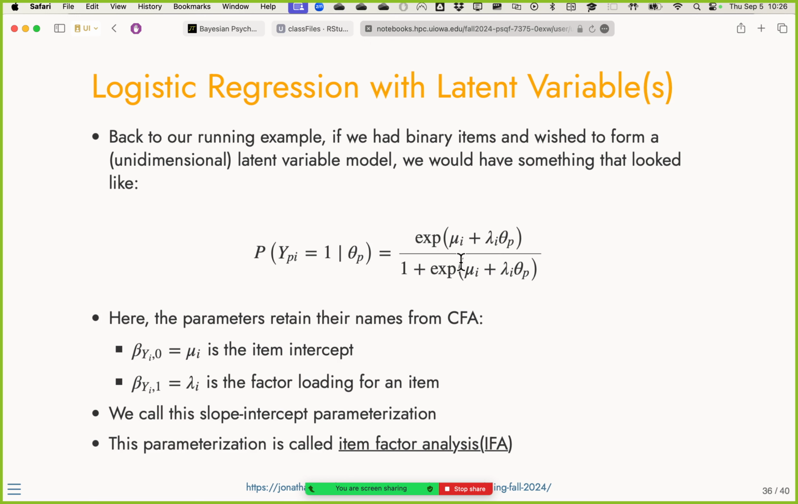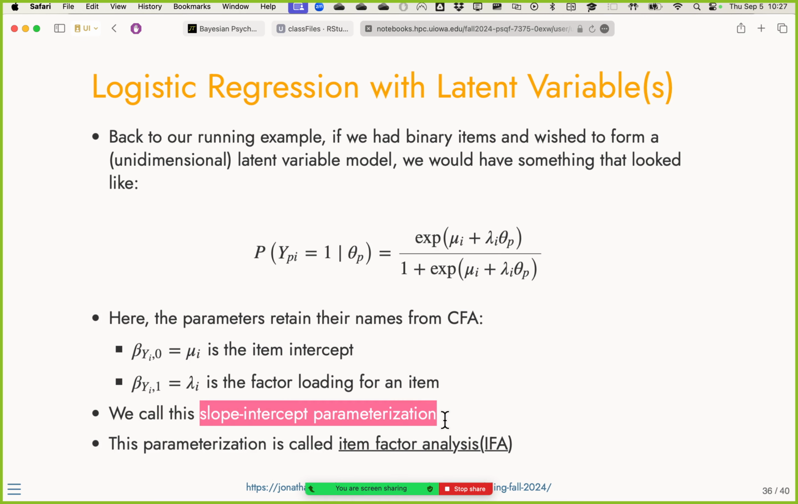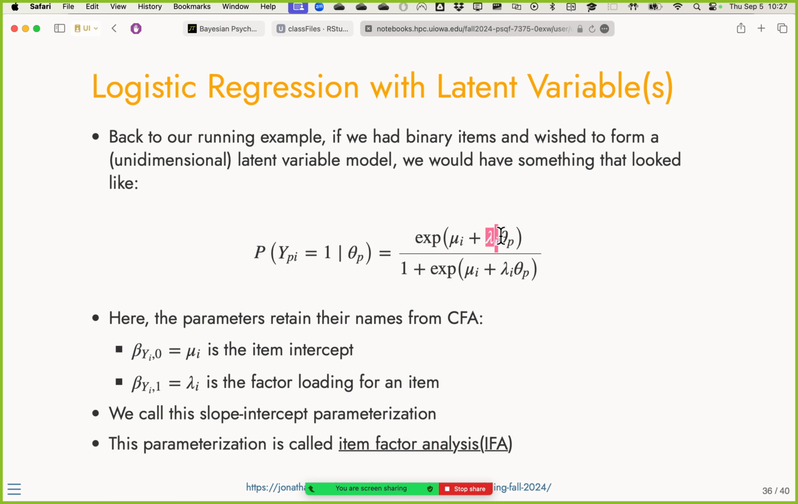This formulation is sometimes called item factor analysis. For those of you who learned IRT, it starts to look familiar. In a model data likelihood sense, this is equivalent to an IRT model. It's just called an IRT model with a slope-intercept parameterization. We call it that because the loading parameter, the slope, is also equivalent to the discrimination. I'll show that in just a moment.